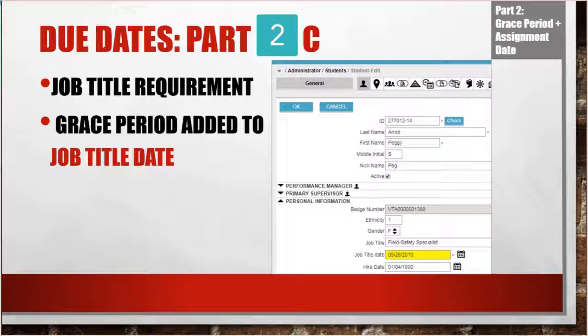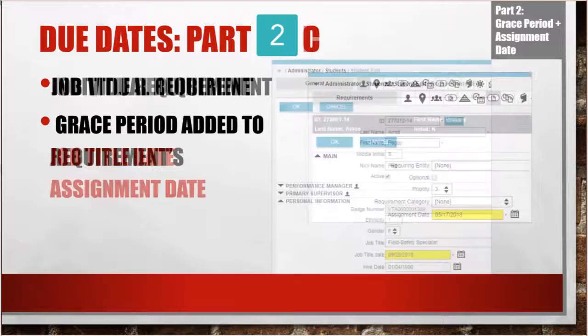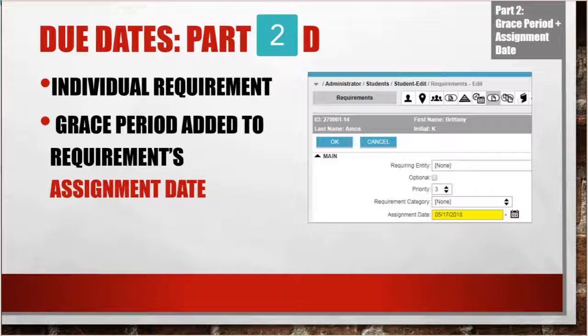If it's a job title requirement, you're going to add that grace period to their job title date on their student profile. And if it's an individual requirement, the grace period is going to get added to the requirement's assignment date. So remember, on an individual requirement, that effective date field is named assignment date.